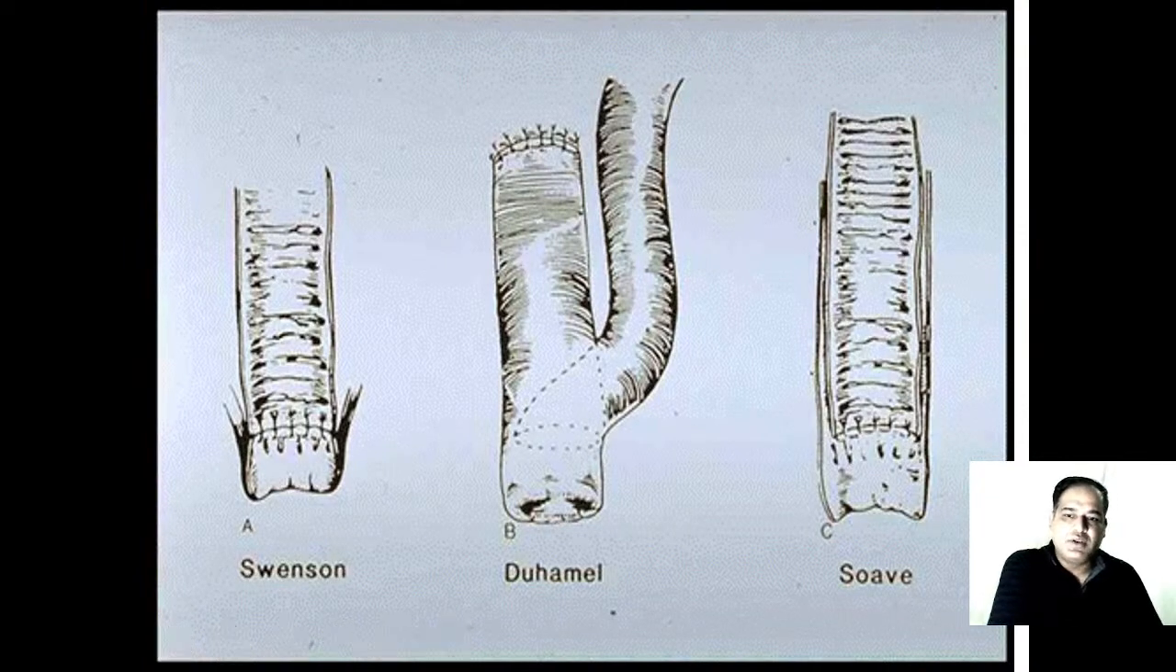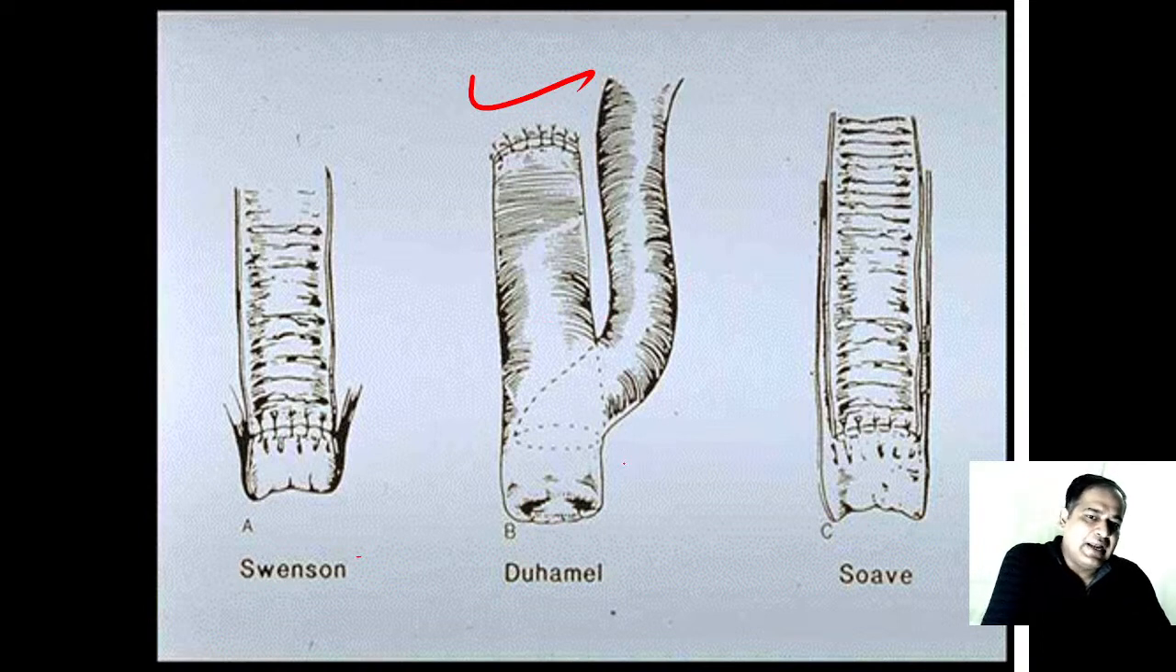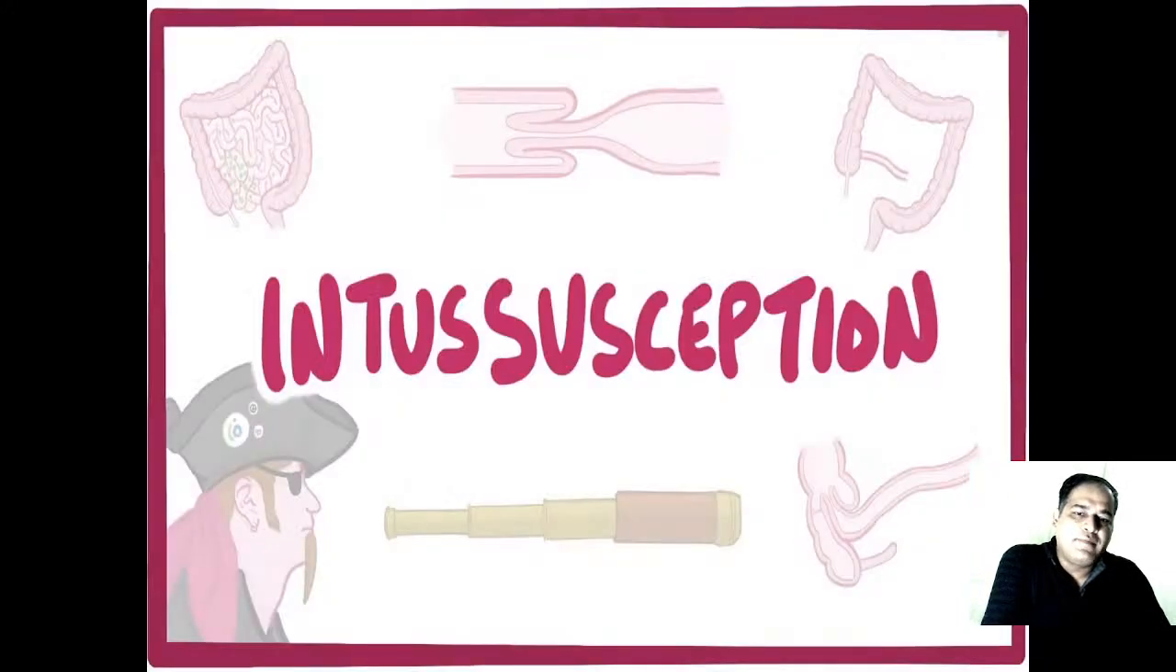So in the examination, they might want you to identify this. Fine. So this is the Duhamel operation, where an extra loop is created. Fine. So this is end to side anastomosis. Swenson, Soave, and Duhamel. Fine.